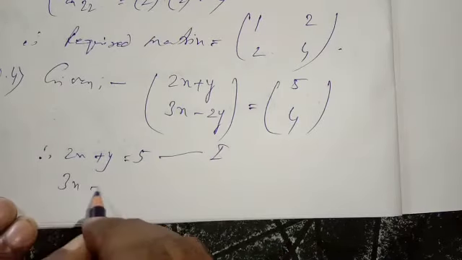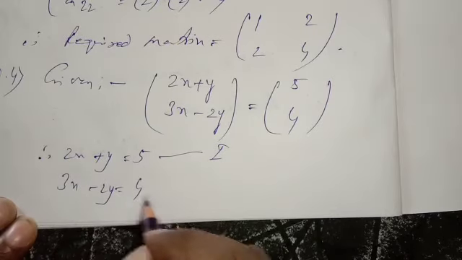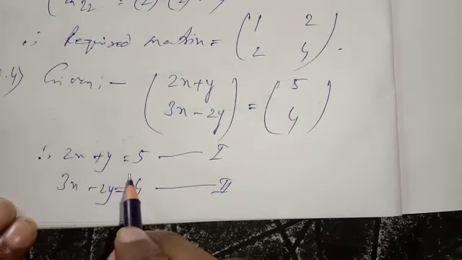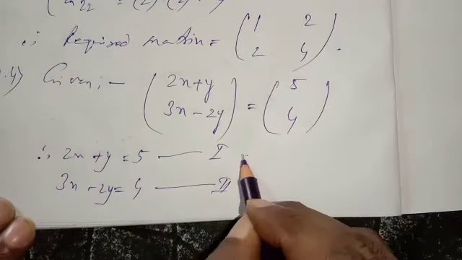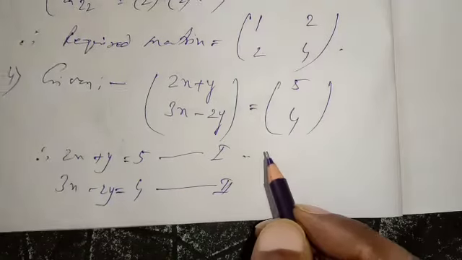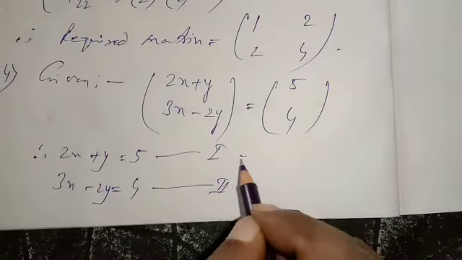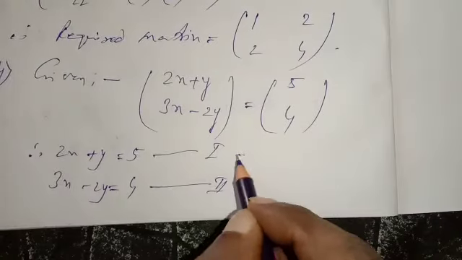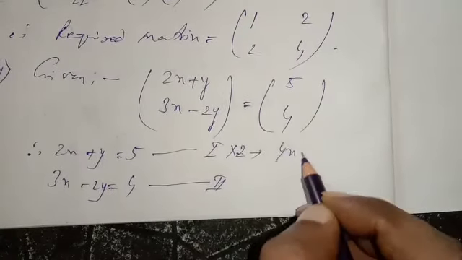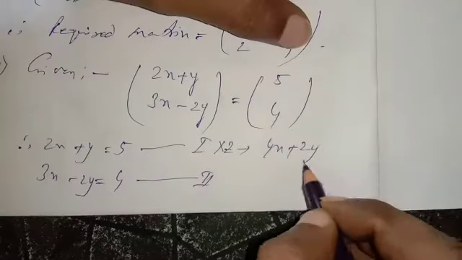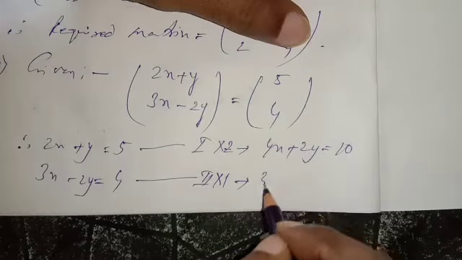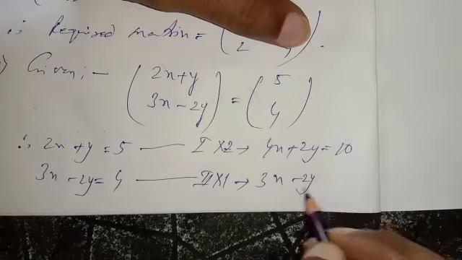Second equation will be 3x minus 2y is equal to 4, equation number 2. Do one thing, multiply equation 1 by 2. Then this will be converted to 4x plus 2y equal to 10. If you multiply equation 1 by 2, what will you get? You will get 4x plus 2y is equal to 10. Second one, just multiply by 1. This will be 3x minus 2y is equal to 4.